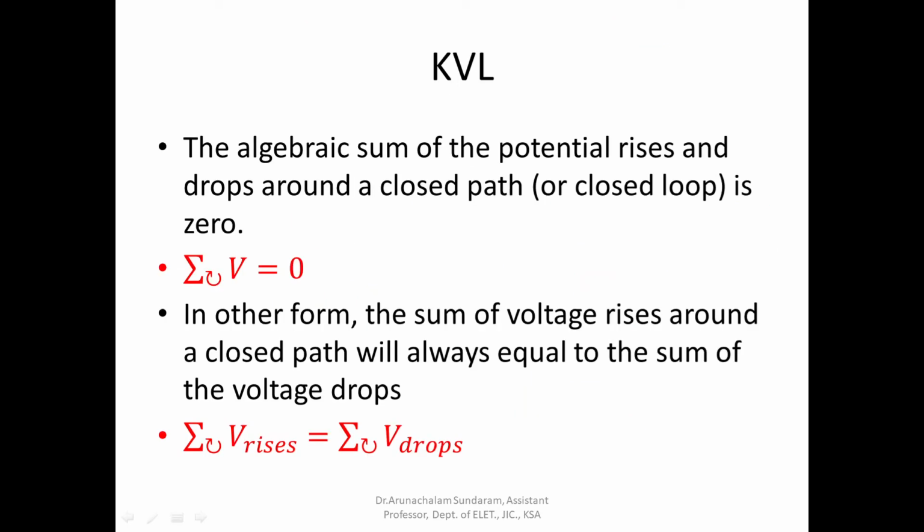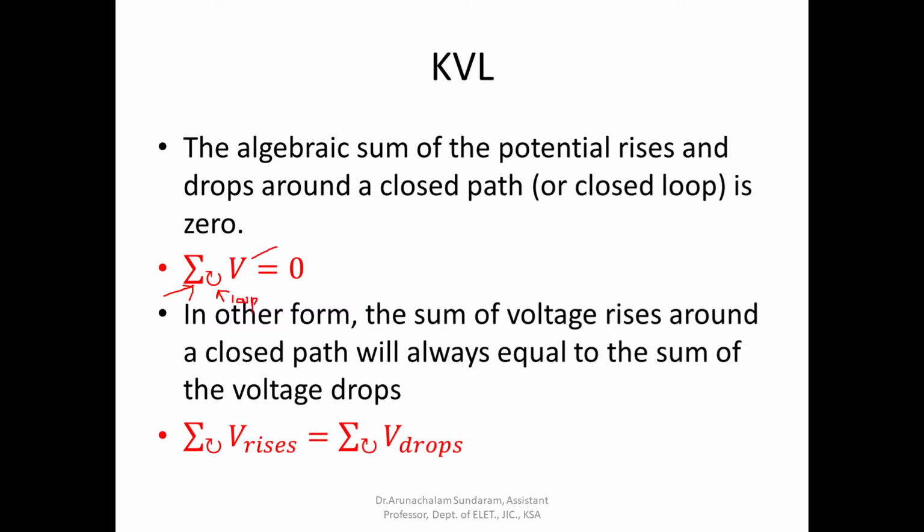In Kirchhoff's voltage law, the mathematical formula is given here. What does it say? The algebraic sum of the voltages in a closed path is 0. This symbol, as you all know, is addition or summation. This represents a closed path or a loop, and this represents voltage.